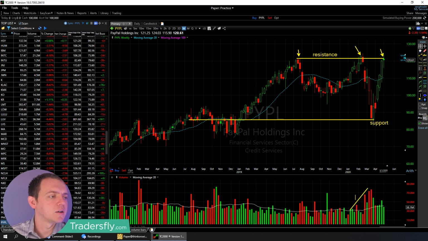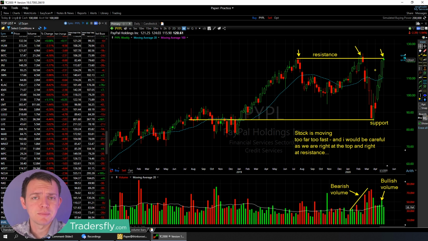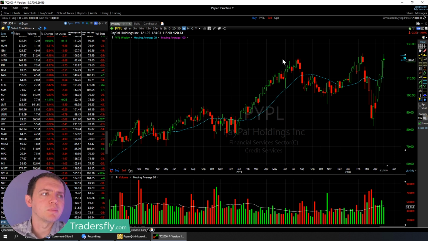You do have this bearish volume right there, and then the bullish volume coming in right there. But the stock is moving too far too fast, and I would be careful, as we are right at the top and right at resistance. So be very cautious at these levels, because these things can pull back very quickly, especially if you got a negative week and you got a stock at all-time highs. That could be a problem.